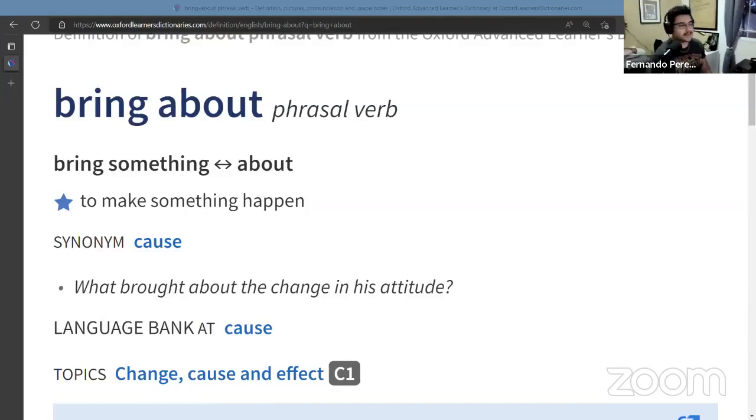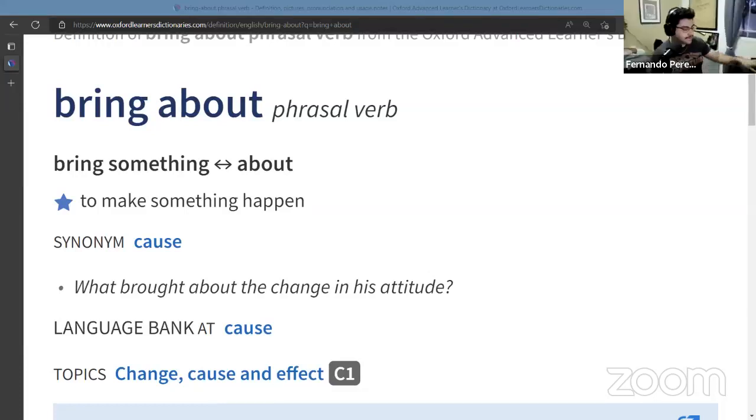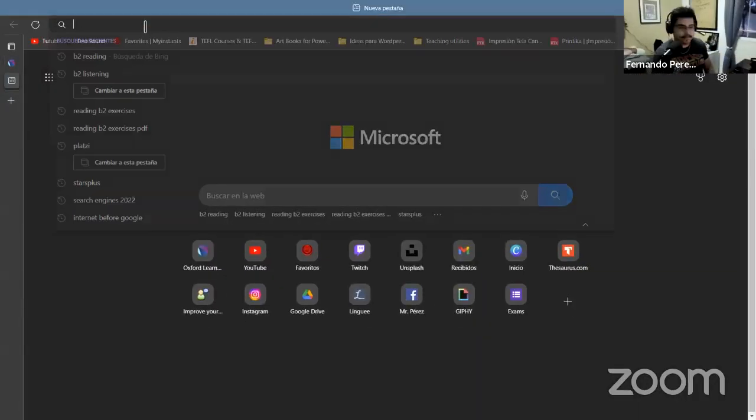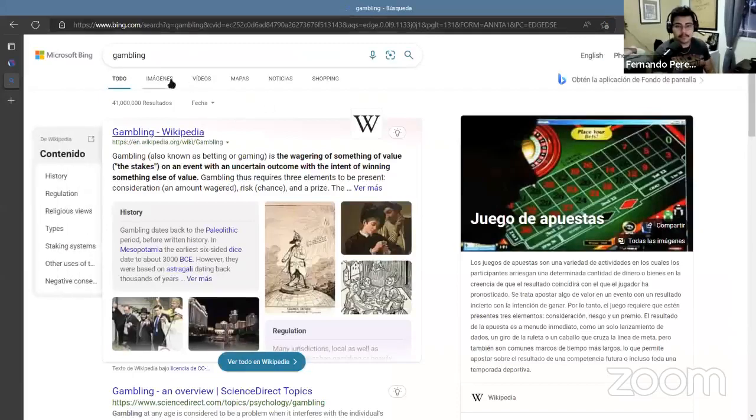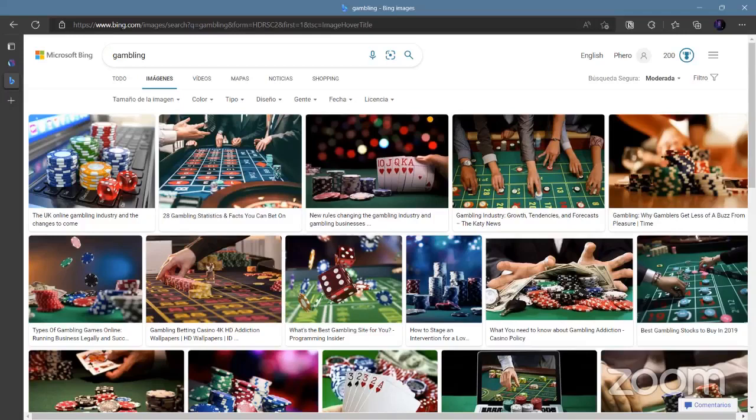Give me an example, Grace. Sorry, can you repeat that example? Gambling. This is gambling. Gambling brought about a lot of financial problems to his life. Okay.